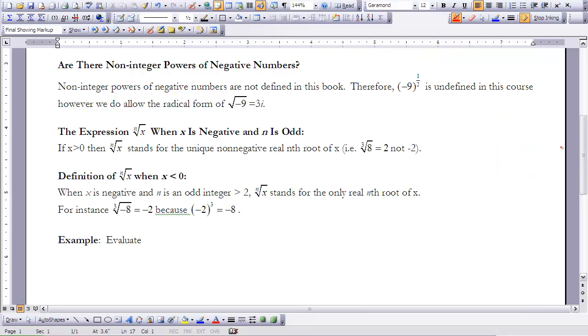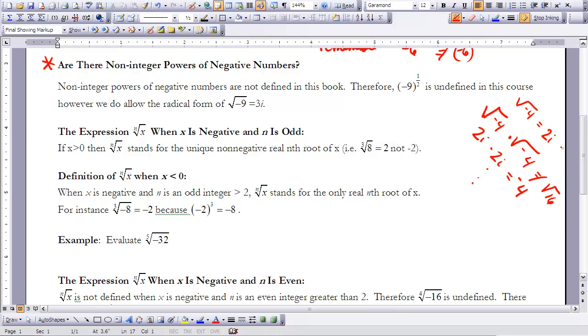The next part of this lesson addresses the question, are there non-integer powers of negative numbers? Let's take a look at some things that we have explored. We have explored the square root of negative 4. We know that that's 2i. We've also explored some various rules. We know that the square root of negative 4 times the square root of negative 4 is not equal to 16. We have to treat it special because of the pure imaginary number. So 2i times 2i equals negative 4, so these two are clearly not the same.